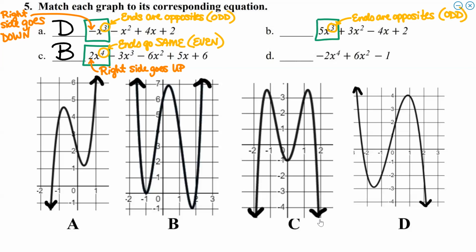Now there's no saying that I can't have two graphs that match with, or like one graph that matches with two equations. Coefficient is positive. Right side goes up, yes. So which one? It is A.